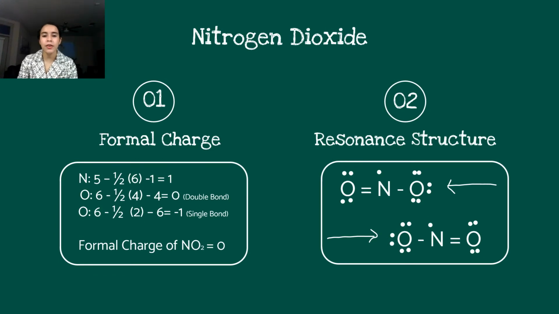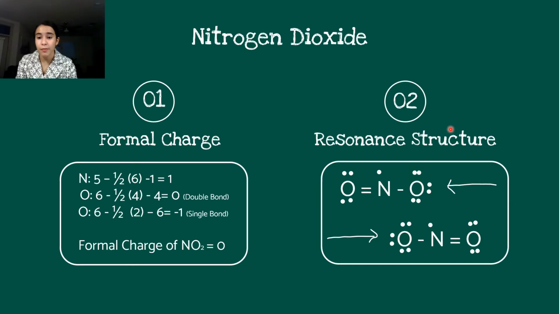Okay, let's take a look at the formal charges of nitrogen dioxide. The formal charge of nitrogen will be 1. The formal charge of oxygen in the double bond will be 0. And the formal charge of oxygen in the single bond will be -1. So if we add this together, it will give you a total formal charge of 0.